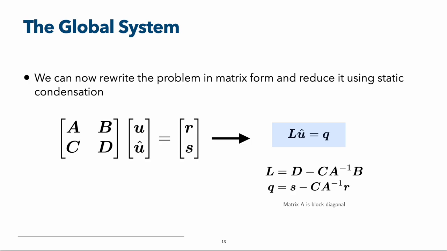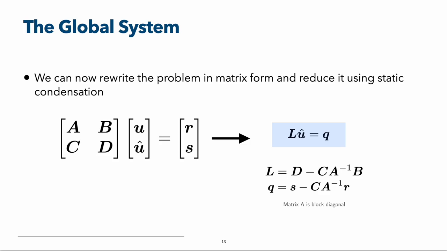The set of equations for the HFR method can be translated to matrix form, such as the ABCD system that we observe here, or with a linearized form in the case of nonlinear problems. Then we can find the Schur complement of A in this matrix and arrive at the global system that we actually have to solve, which is highlighted in blue. And it's L times U hat equals Q, where the computation of the left-hand side matrix and the right-hand side vectors are shown below. An important feature to know is that because we have decoupled the direct relation between the internal degrees of freedom of adjacent elements, the A block is also block diagonal, and it can be inverted efficiently.